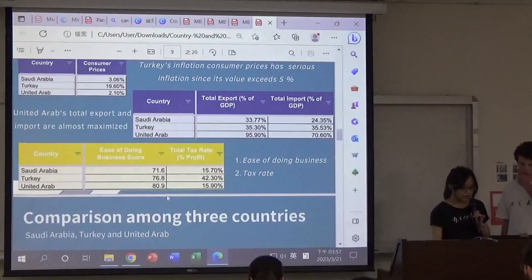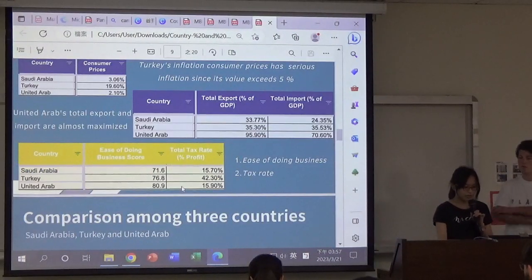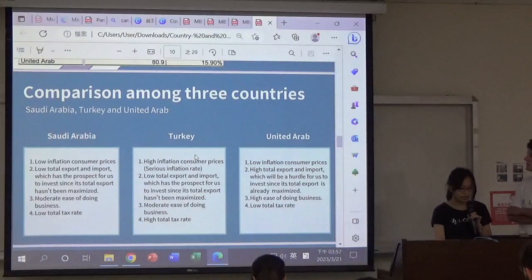And as for Saudi Arabia's ease of doing business score and total tax rate, it is very acceptable, so we decided to invest there. And this is the comparison among these three countries.